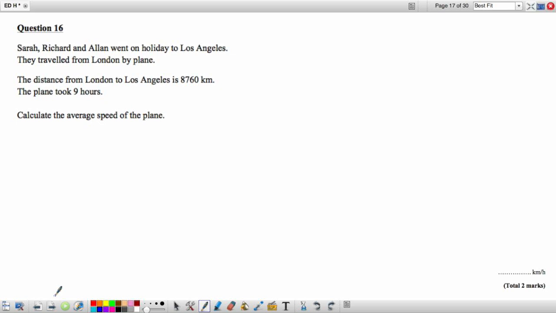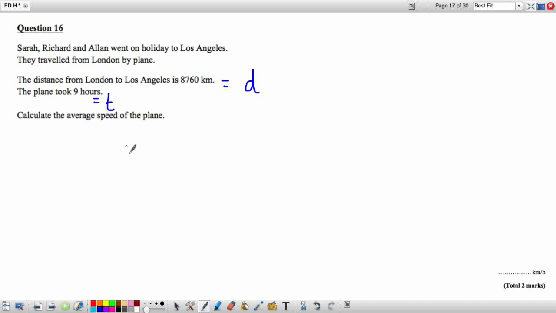Question 16. Sarah, Richard and Alan went on holiday to Los Angeles. They travelled from London by plane. The distance was 8,760 kilometres. The plane took the time 9 hours.